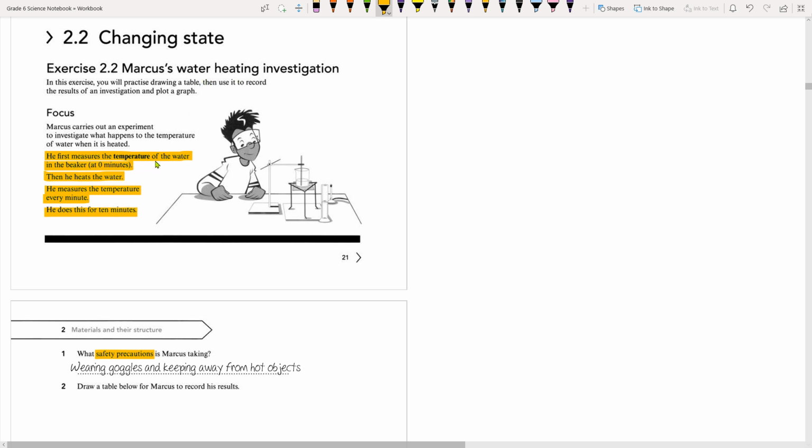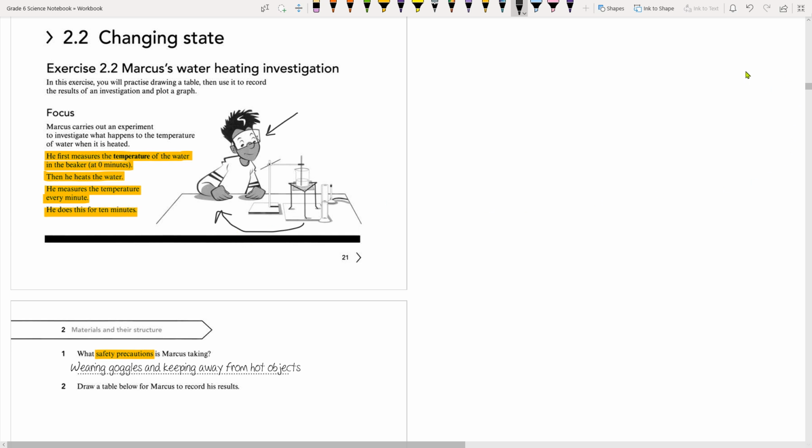So he first measures the temperature of the water in a beaker. He's got the beaker. Then he heats the water. He measures temperature every minute. He does this for 10 minutes. Okay. What safety precaution is Marcus taking? Number one, he's wearing the safety goggles. Number two, he's keeping himself away from the hot objects.